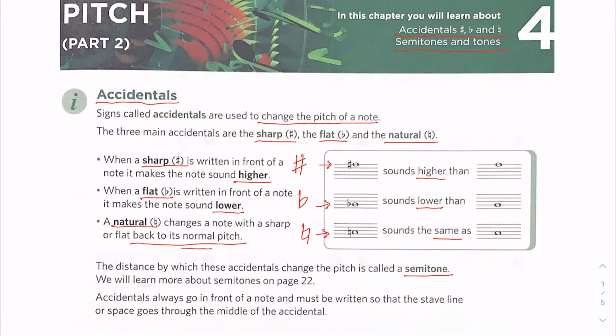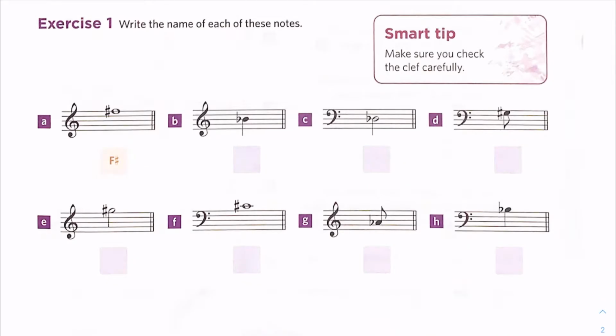Accidentals always go in front of a note and must be written so that the staff line or space goes through the middle of the accidental. Exercise 1. Write the name of each of these notes. Smart tip. Make sure you check the clef carefully.